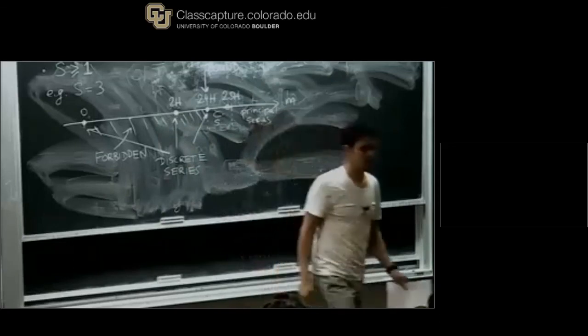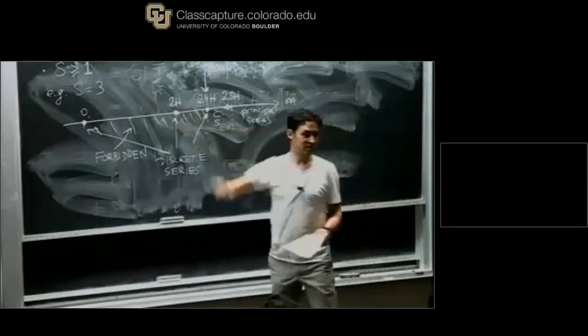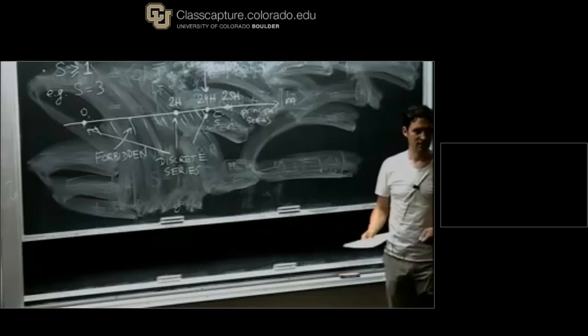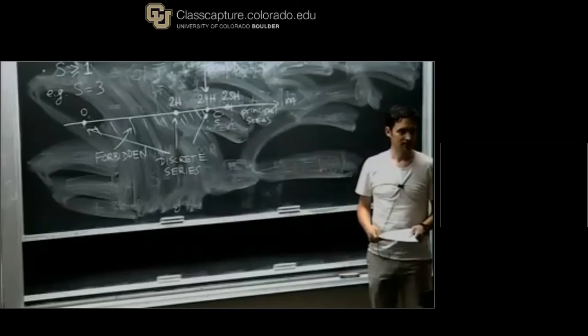So I'm confused. So 2H is allowed despite the bound? Yeah. The bound doesn't apply. The bound applies except for these discrete exceptions. So there's a discrete series of points that is allowed, but everything outside of that is not. What's the discrete series?